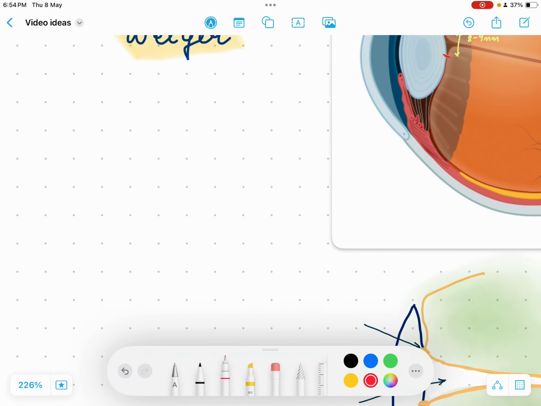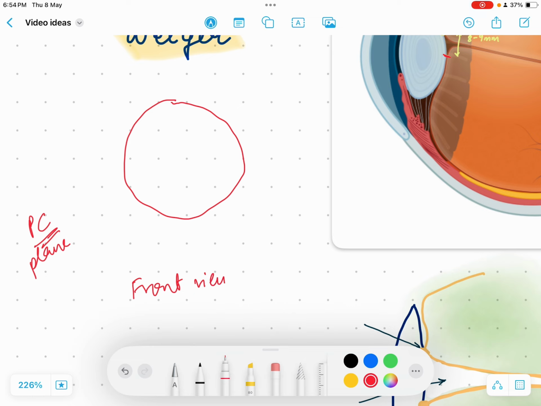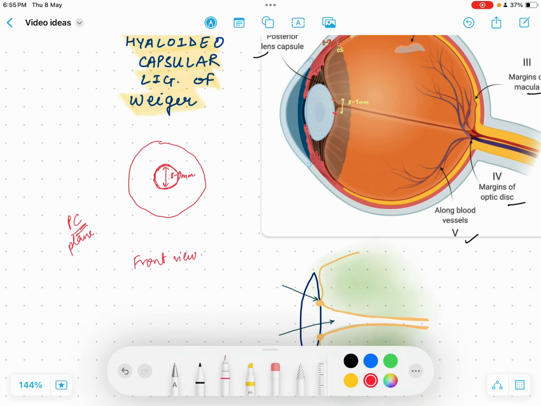So basically, if you're looking at it from the front view, this is the lens, and we are looking at this at the posterior lens capsule plane, and this is the front view. So the vitreous attachment at the posterior lens capsule is basically in a circular fashion, and this circle is a diameter of 8 to 9 mm. So this is where the posterior lens capsule shows the attachment of the vitreous.